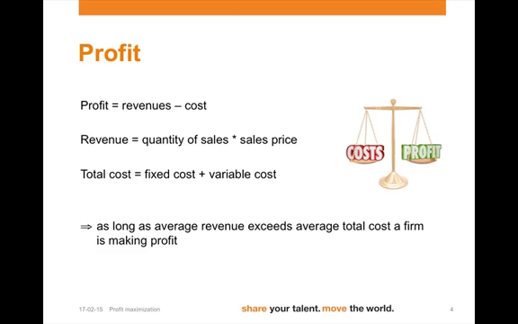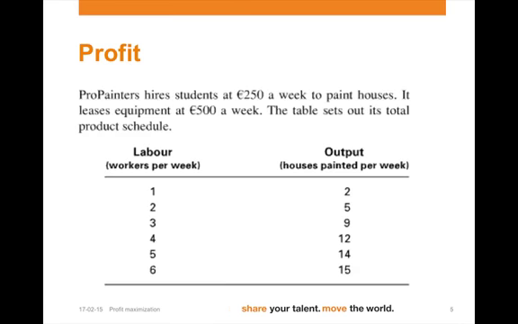As long as the average revenue exceeds the average total cost, a firm is making profit. Let's have a look at an example of pro painters. They hire students at 250 euros a week. They also lease equipment at a rate of 500 euros a week.